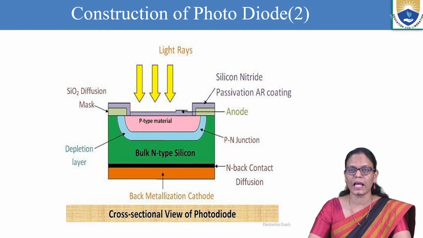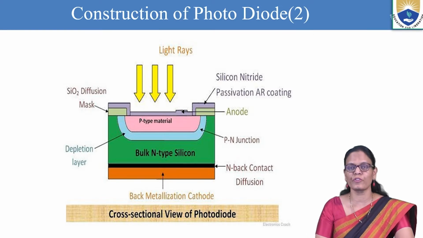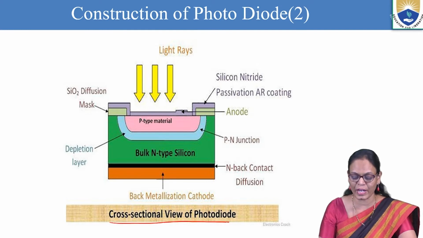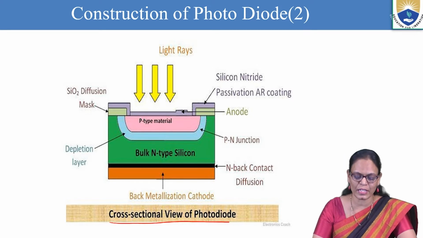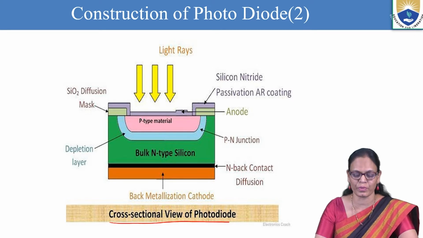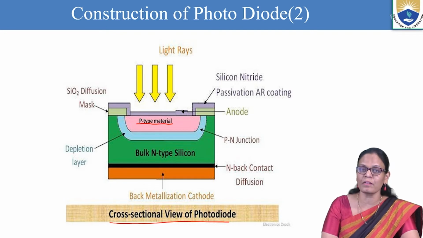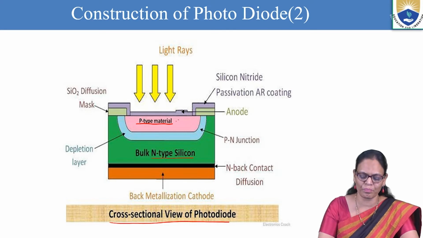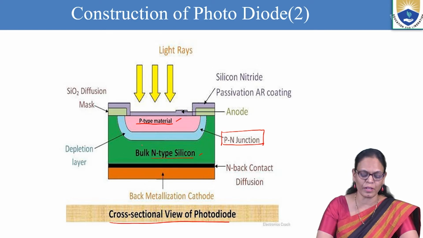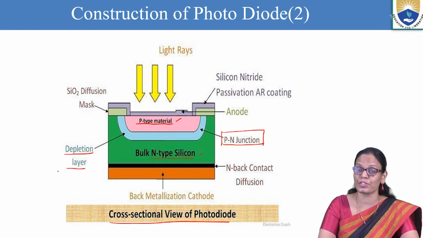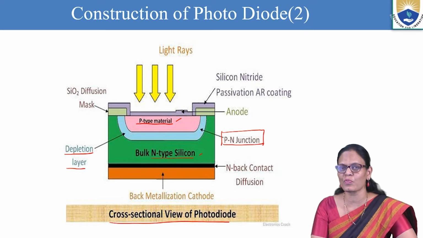Now let us see the cross-sectional view of the photodiode, and then we will understand step by step how this is constructed. What we are seeing here is a two-terminal diode. We have a p-type material and an n-type material. So P and N form the p-n junction. This is the p-n junction, how it is formed. And in a normal p-n junction, we have also seen how a depletion layer is formed.